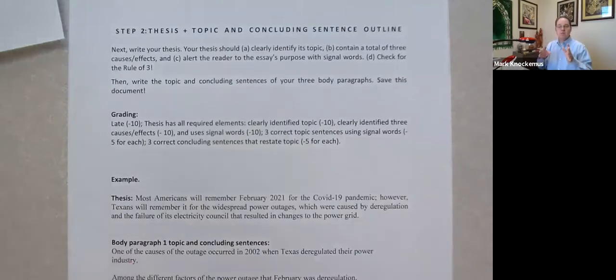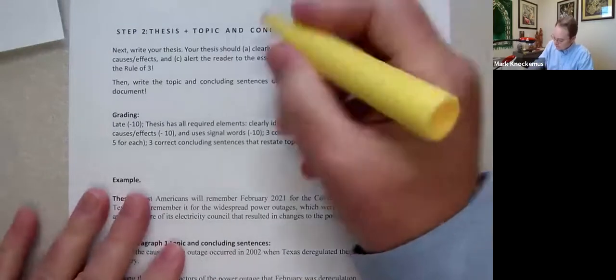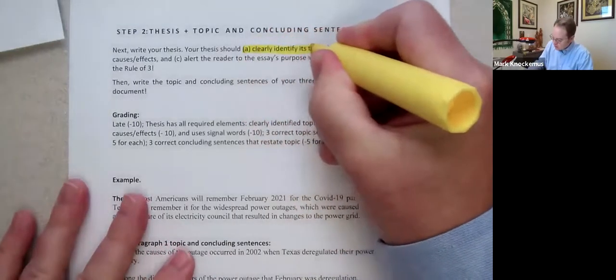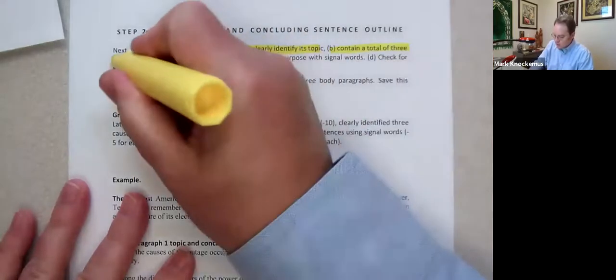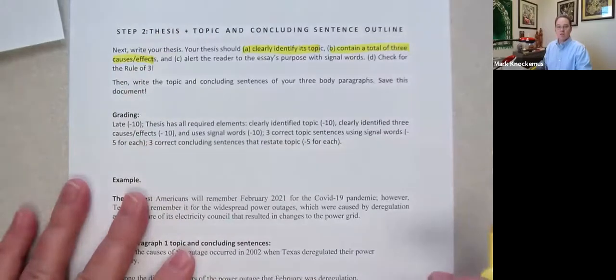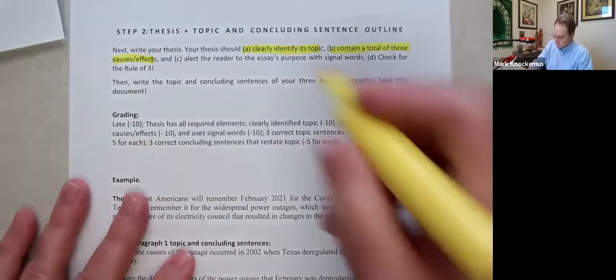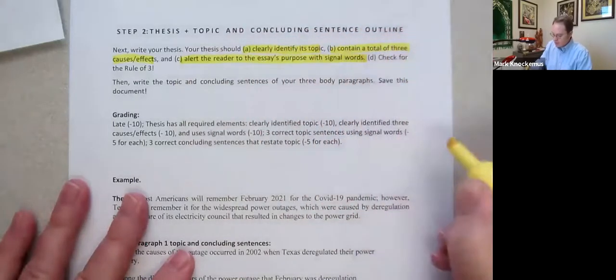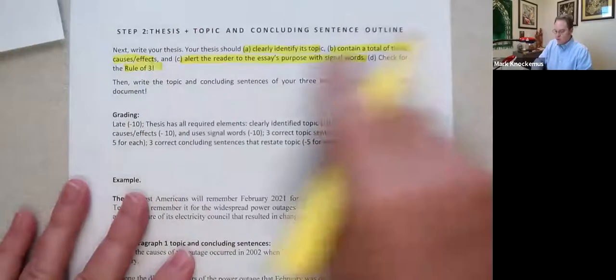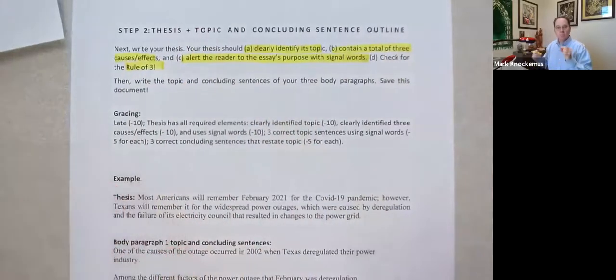Remember, your thesis statement's the controlling idea. It drives the bus that is your essay. What's going to happen is your thesis should clearly identify your topic. It should contain a total of 3 causes and effects. It should alert the reader to the essay's purpose with signal words. And remember, 3, that's the rule of 3. Be sure to go in there and check it.